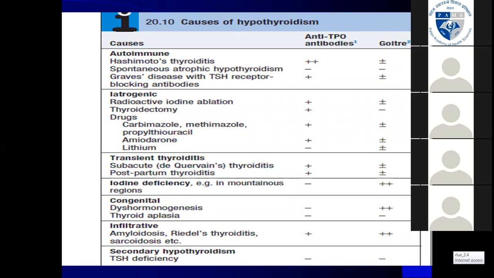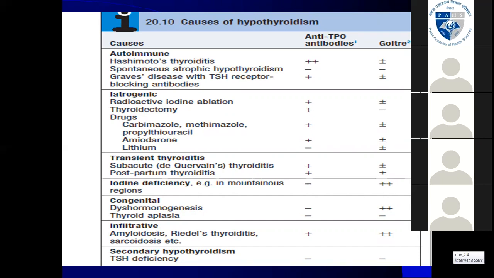So regarding the causes of hypothyroidism, the first one is autoimmune. There are Hashimoto thyroiditis, spontaneous atrophic hypothyroidism, and hypothyroidism with Graves' disease also. There are also iatrogenic causes like after radioiodine ablation and after thyroidectomy, or patients who are taking carbimazole, methimazole, propylthiouracil, amiodarone, or lithium. Similarly, transient thyroiditis, especially viral thyroiditis, also known as de Quervain's thyroiditis, along with postpartum thyroiditis also.